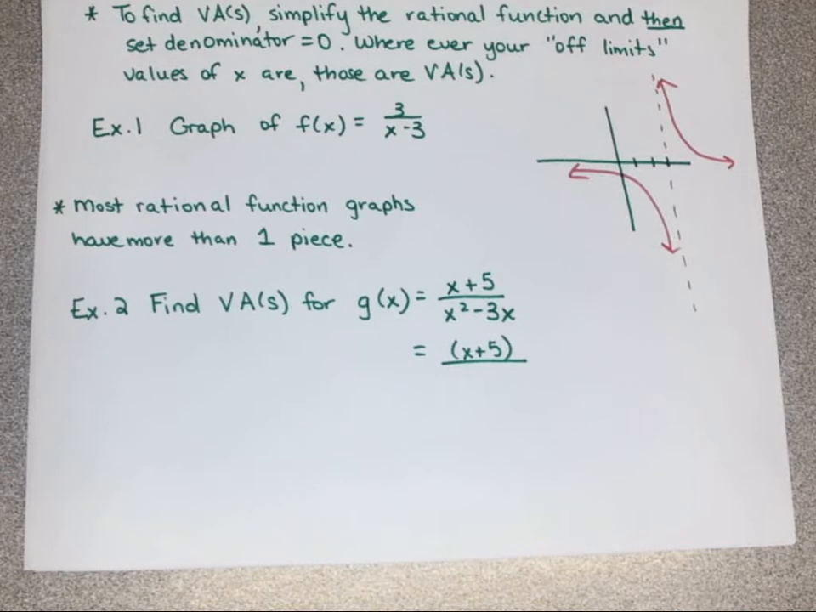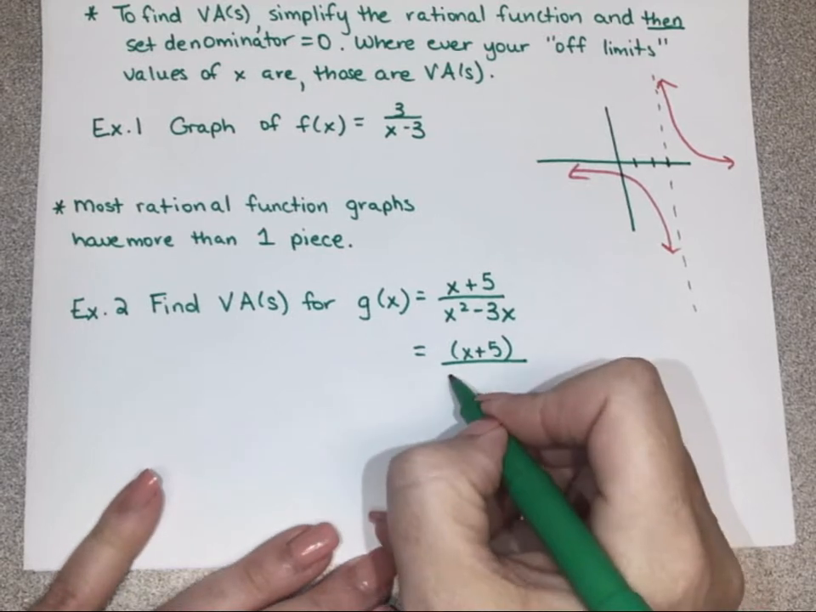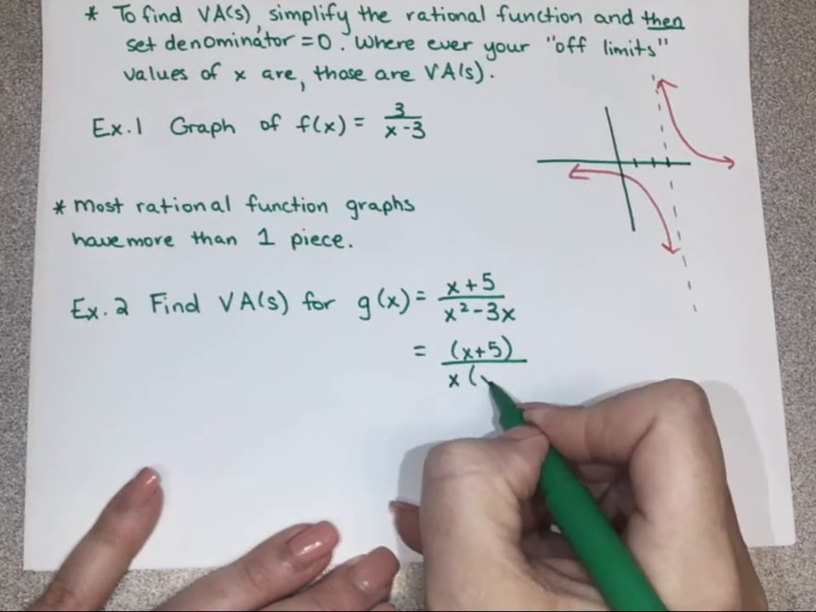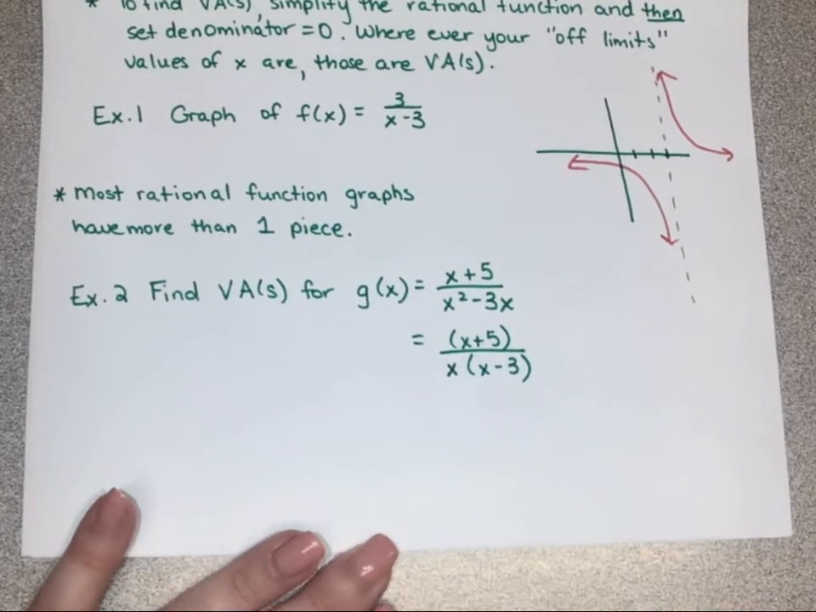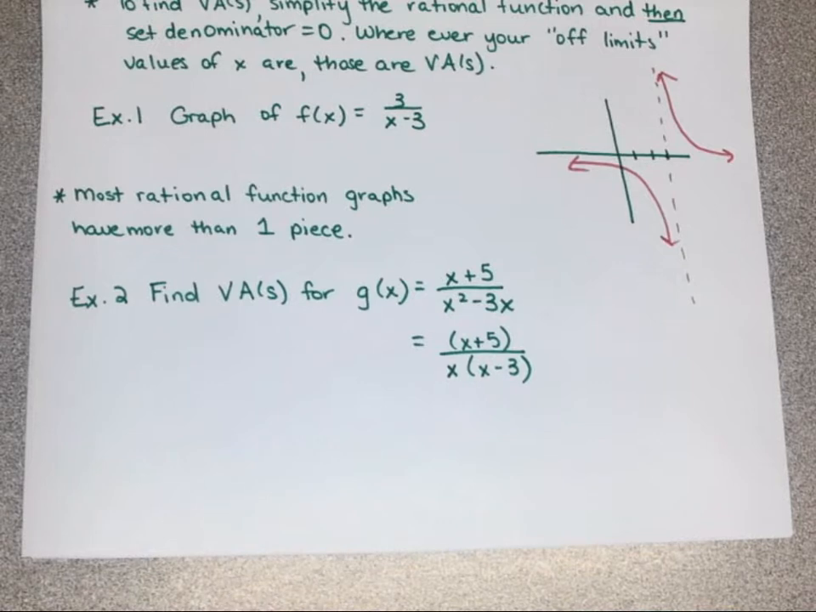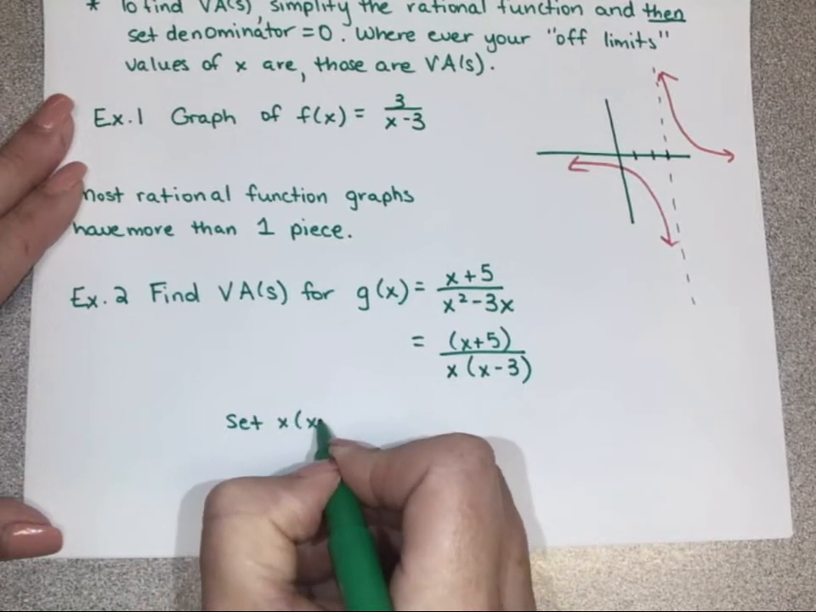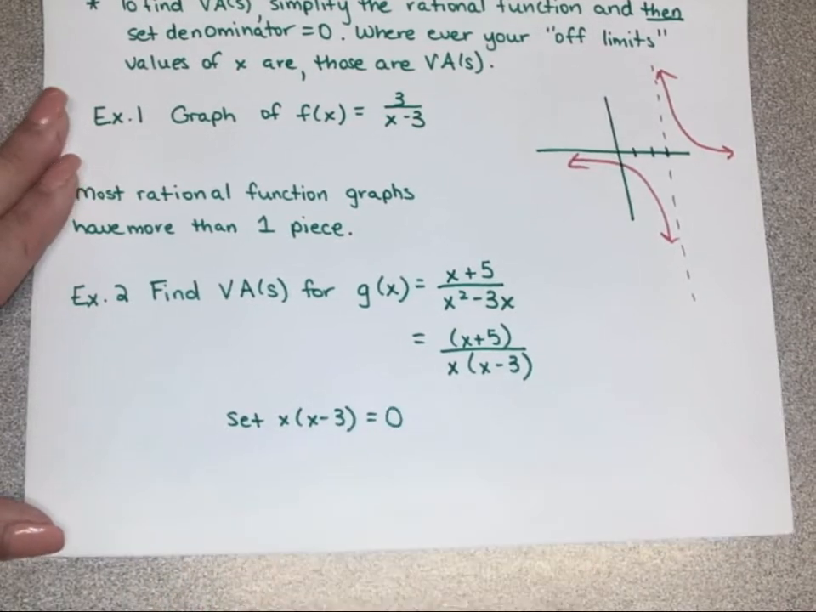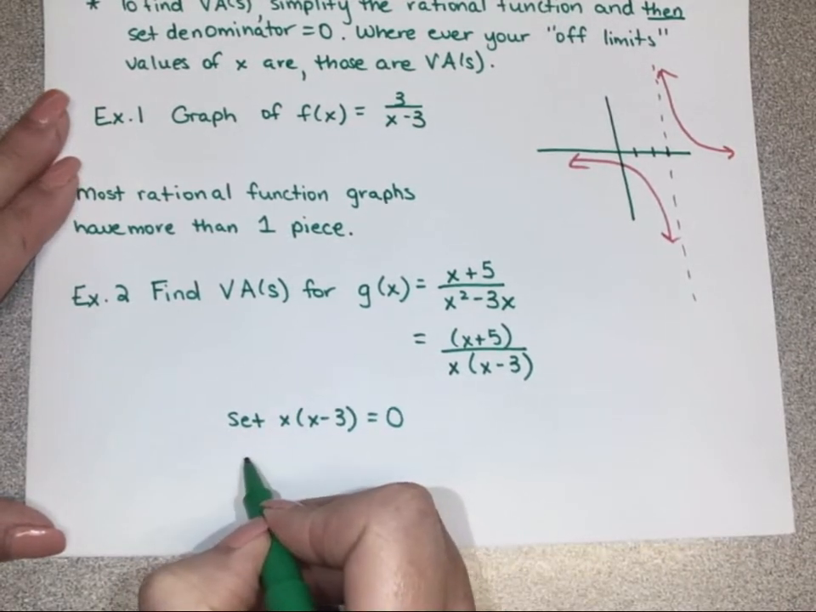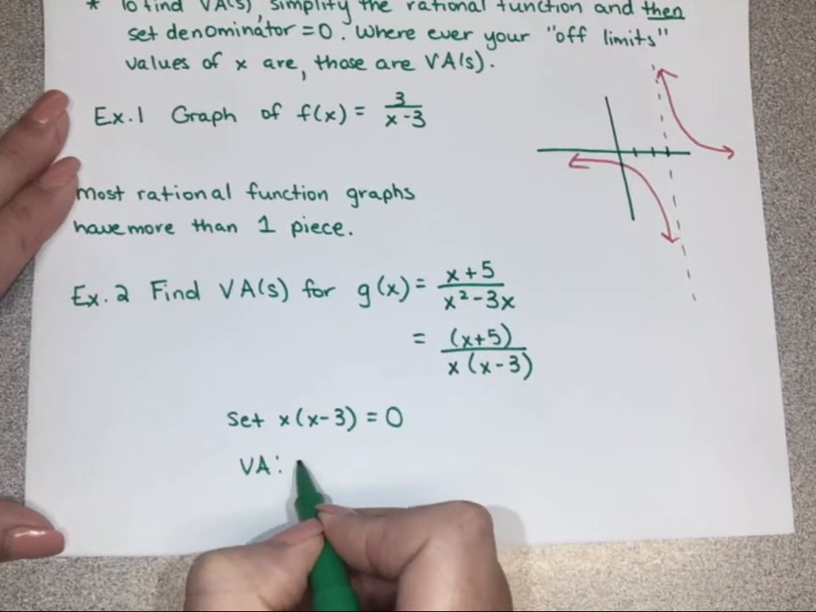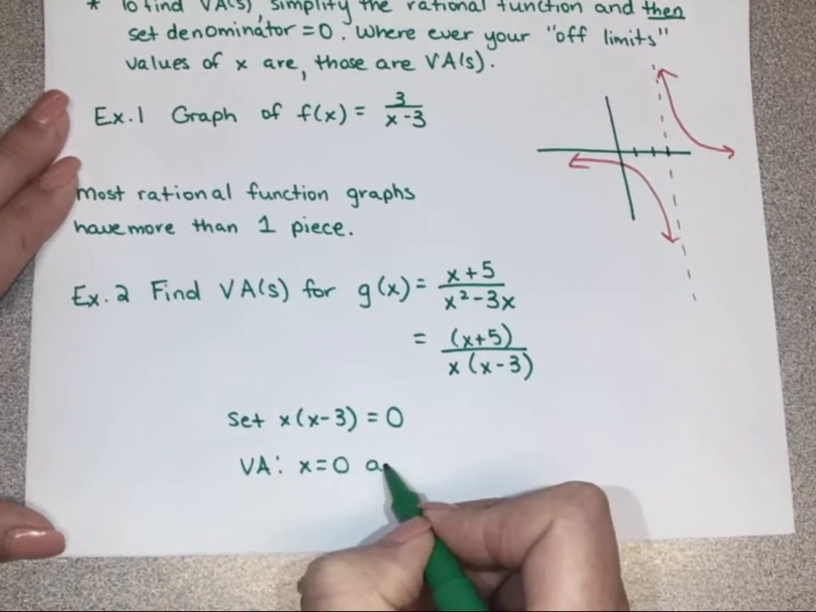So how could I factor the bottom? What does x squared and 3x have in common? X, right? So if I pull out an x, I'll have x minus 3. Notice nothing can be canceled or anything like that. So we're going to set the denominator that we just factored equal to 0. So that means we have a vertical asymptote at x equals 0, and where else?